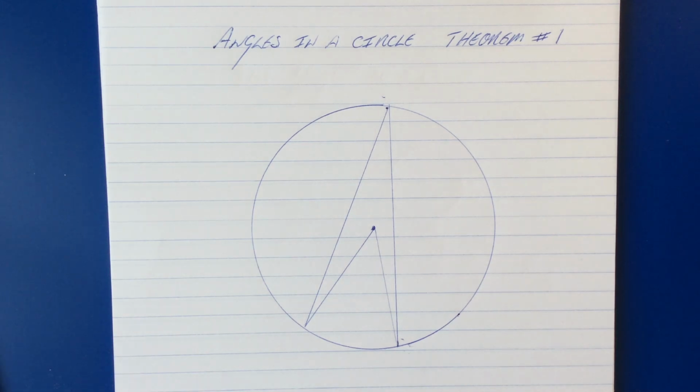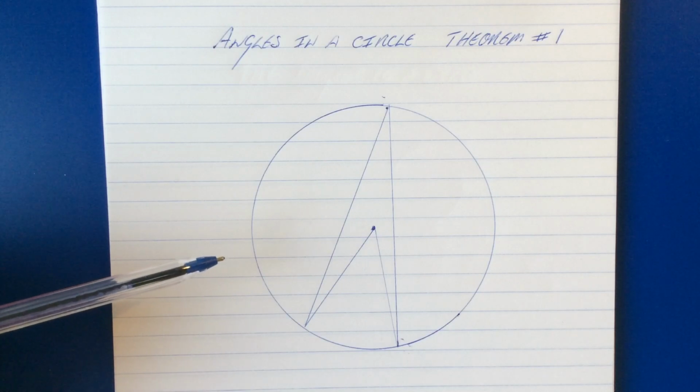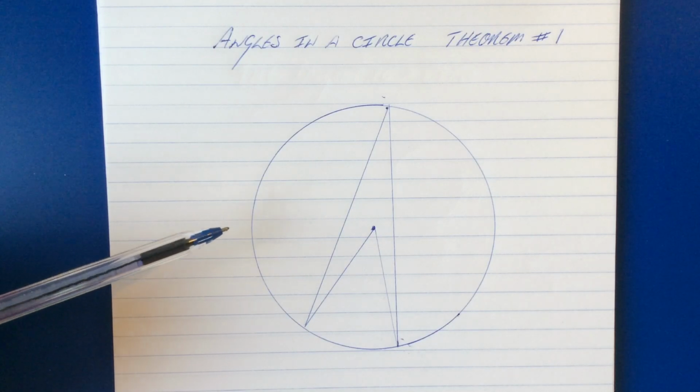Hi, I'm an old guy and I do maths, and today we're into geometry, particularly circle geometry, and we're looking at angles in a circle, something that I know as Theorem 1 from circular geometry. And I'm going to read you the explanation of this from my book, and then I'm going to translate that into something understandable.